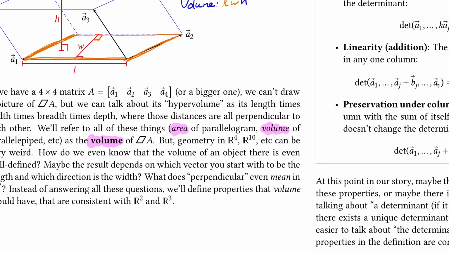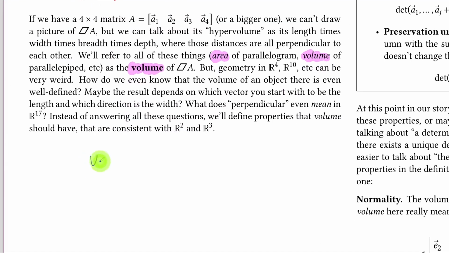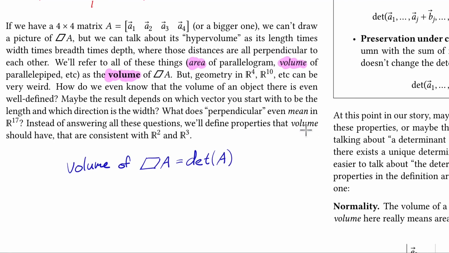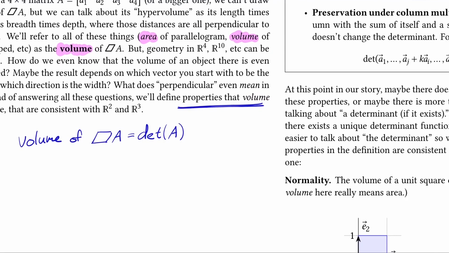So, the goal here is to define the volume of any parallelepiped, or parallelogram thing, in any number of dimensions. We're going to make up a formula for something called the determinant that tells you that. But we're not going to do it in terms of perpendicularness exactly. We're going to define properties that volume should have that are consistent with R2 and R3. And that's going to be our definition for 10-dimensional volume as well.